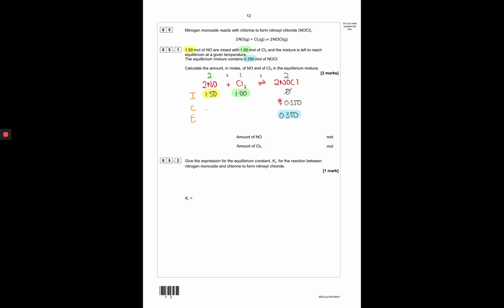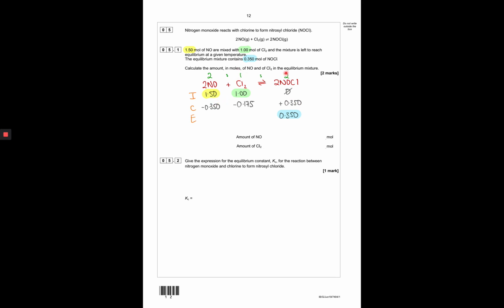And if the product increases in an equilibrium, then the reactants must decrease. So these are all going to be minus something. And then what they're minus of will be a molar ratio of the change in the product. So it's a 2 to 2, so a 1 to 1 ratio between NO and NaCl. So if NaCl has increased by 0.35, then NO must have decreased by 0.35.